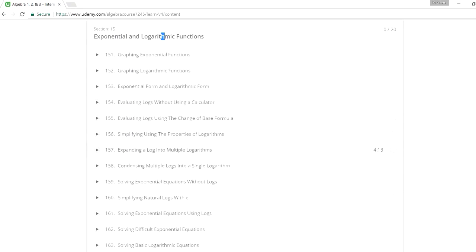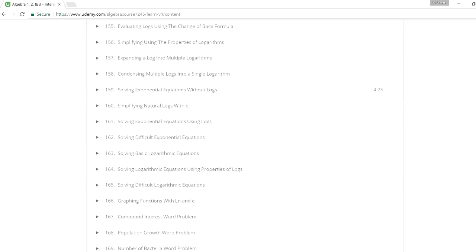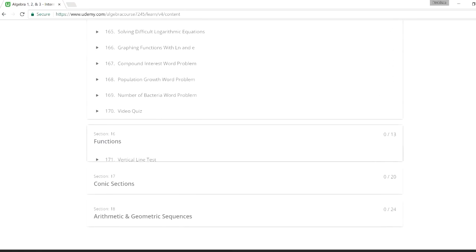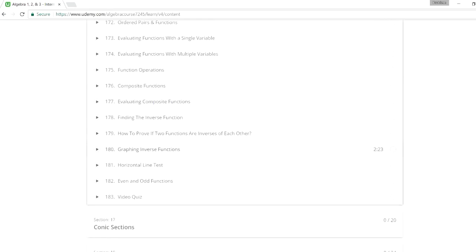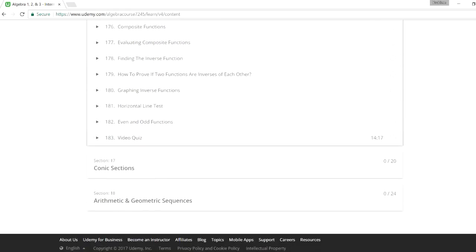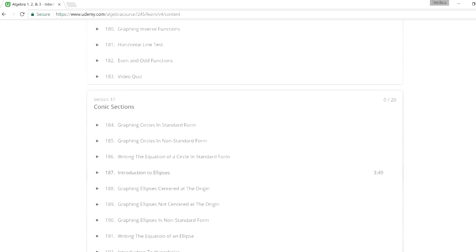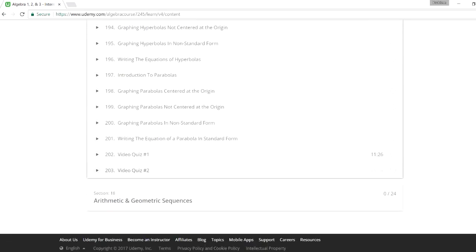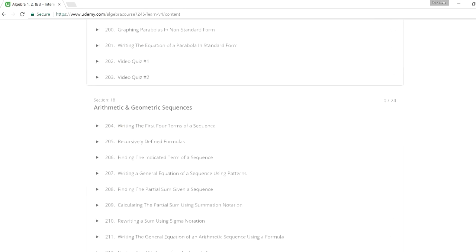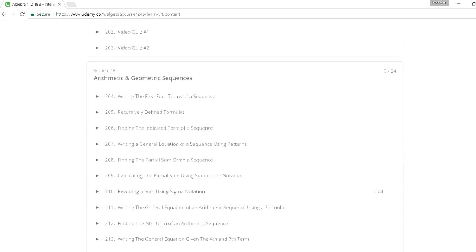Exponential, functions, logs. I have a lot of videos on logs. And then this is just functions in general. Vertical line tests, horizontal line tests, how to tell if a function is even or odd. And then conic sections, graphing circles, hyperbolas, ellipses, parabolas, and things like that. There's 2 video quizzes because it's actually a long section. And finally, arithmetic and geometric sequences and series.